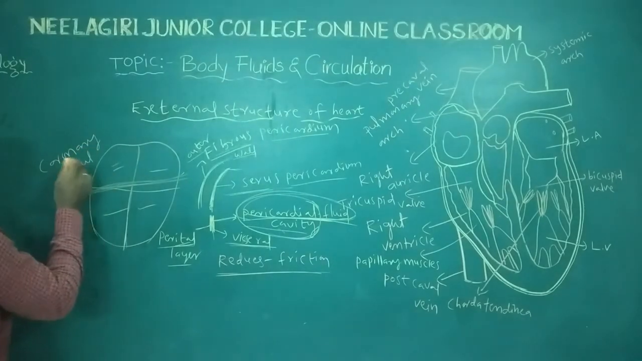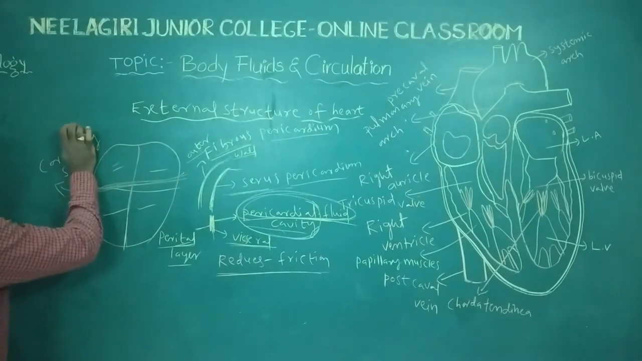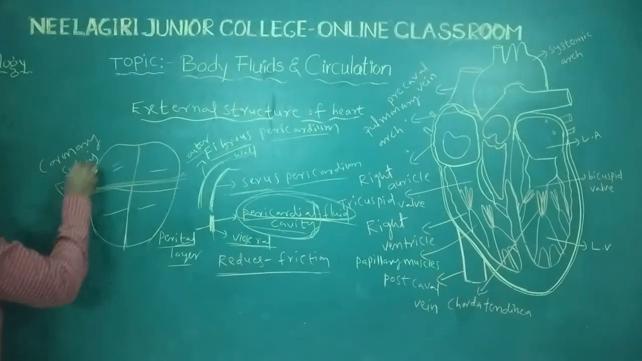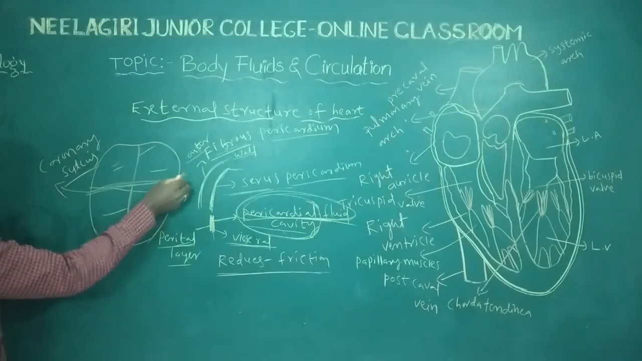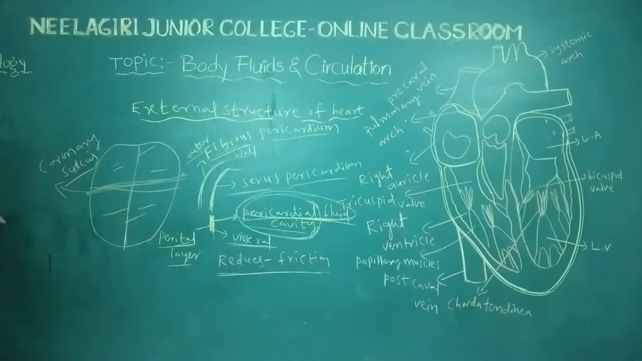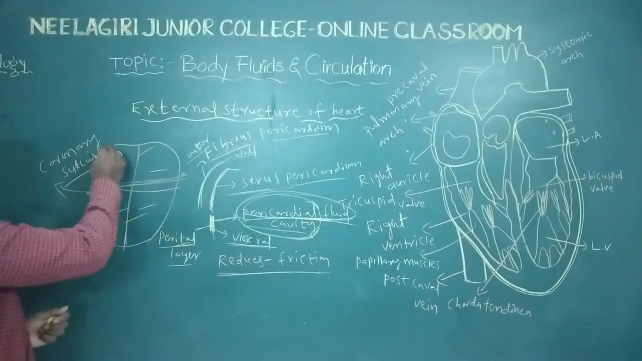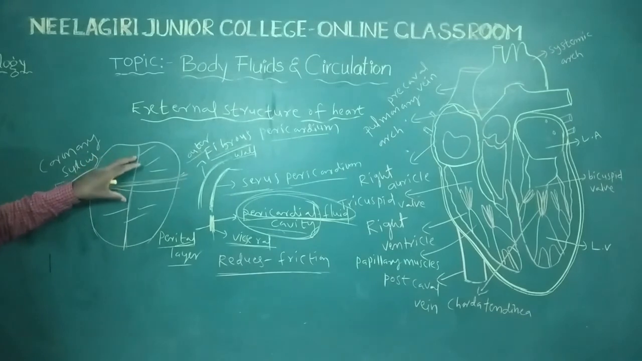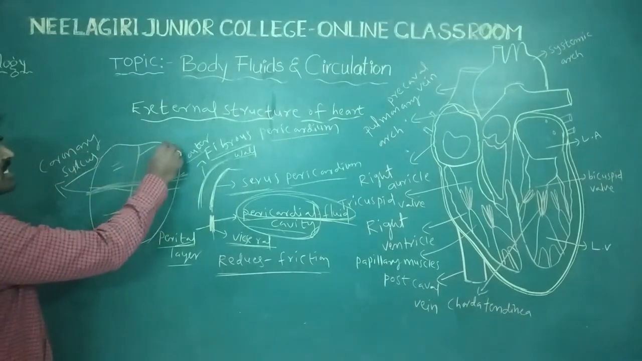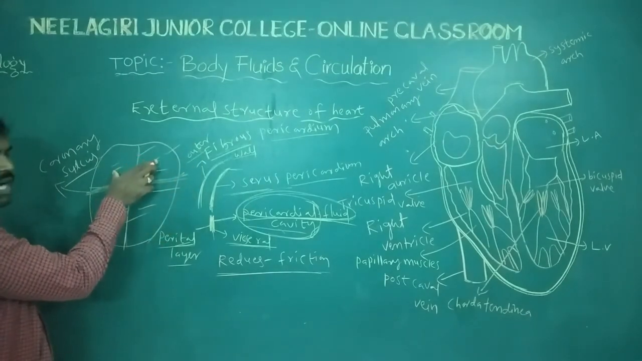The coronary sulcus divides the two auricles and the two ventricles. This transverse groove is called the coronary sulcus. Exposed on the outer surface, the coronary sulcus divides the two auricles from the two ventricles. Externally, you can see that the heart is only four chambered.